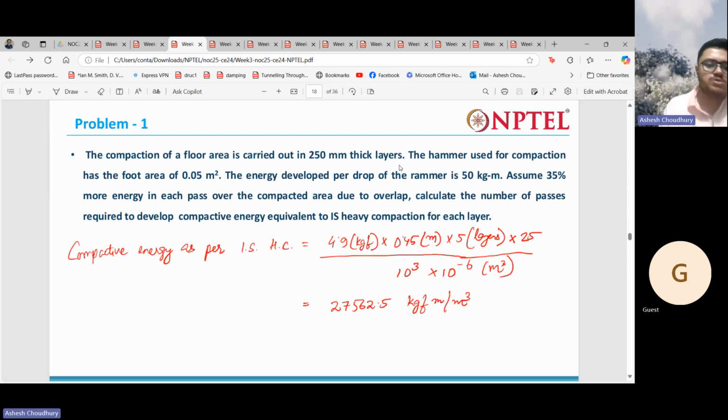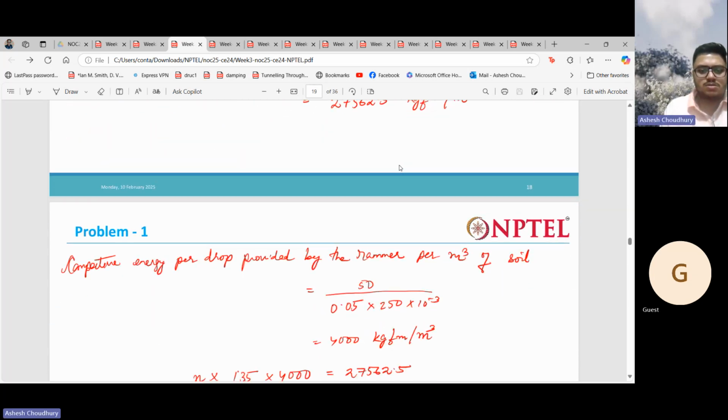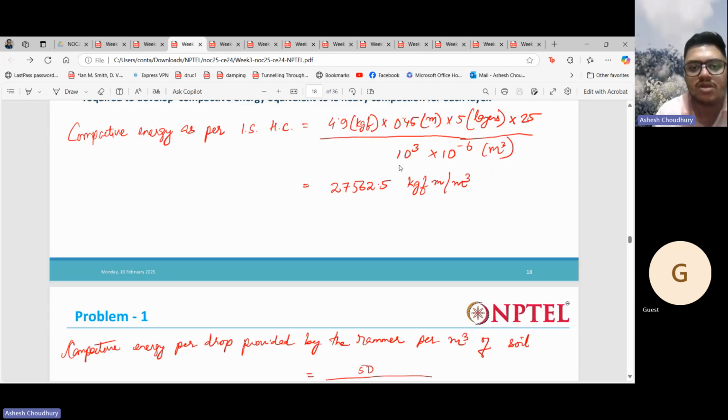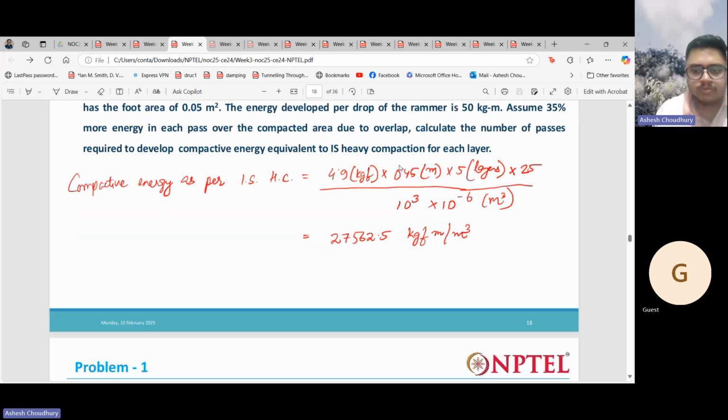Then we start solving some problems. This is the calculation of the number of passes required in the field. You need to calculate how many roller passes we have to ensure for proper compaction. That calculation we did here.